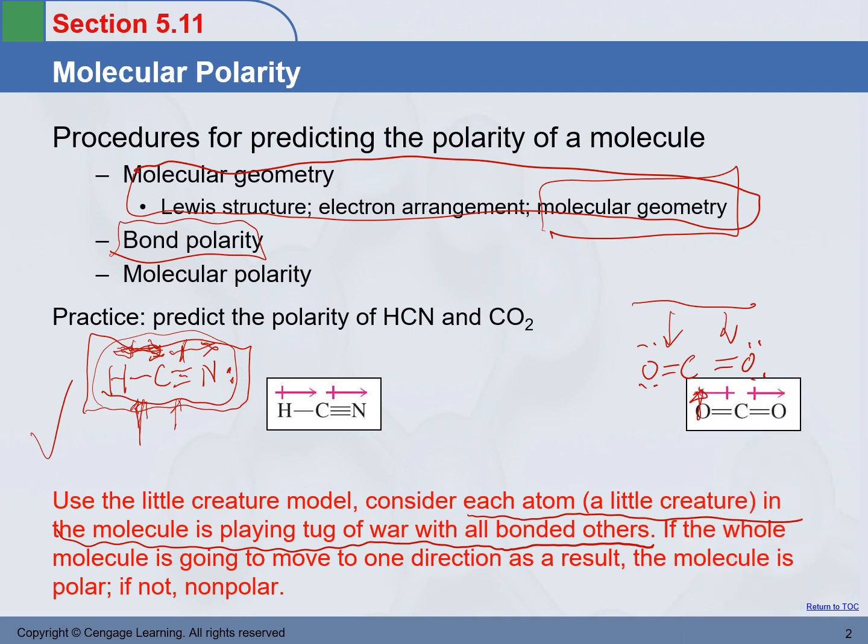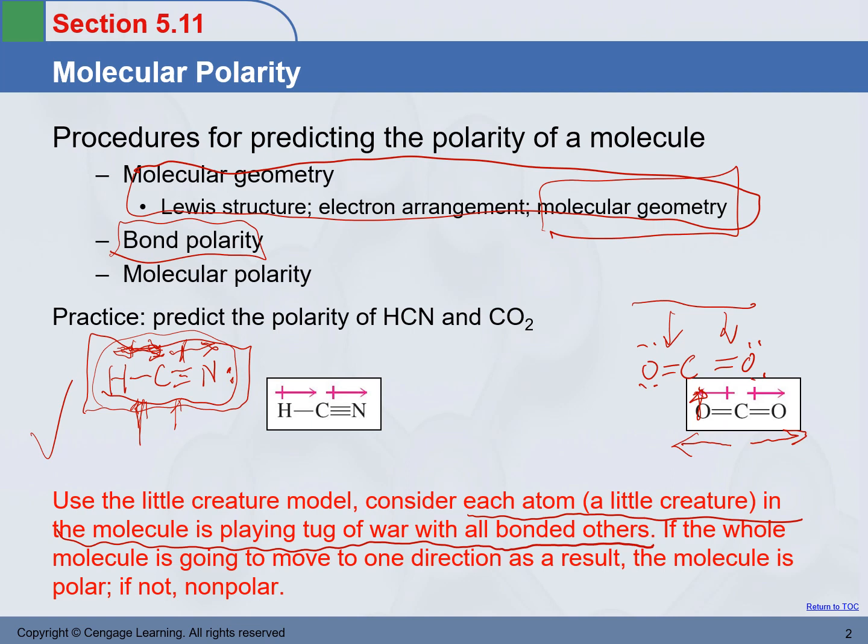Carbon dioxide: oxygen is more electronegative than carbon, so oxygen is pulling carbon towards that direction. The two oxygens have equal electronegativity, so the two forces cancel each other.